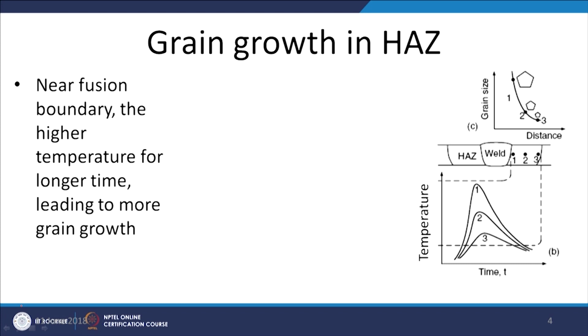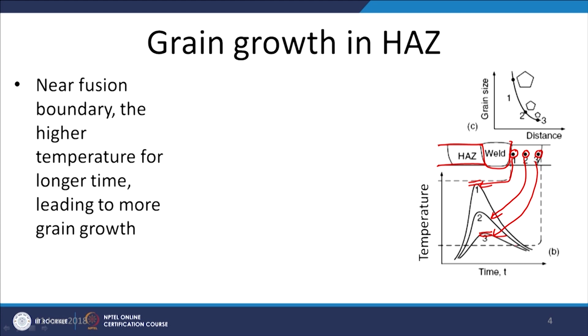This is what we can see here, with a similar kind of logic. The weld has been made; this is the weld metal, the point next to the fusion boundary, a point away from the fusion boundary, and a point further away from the fusion boundary, with the respective weld thermal cycles for point 1, point 2 and point 3. So point 3 experiences the lower temperature rise, and point 1 experiences the maximum temperature rise for a longer period.